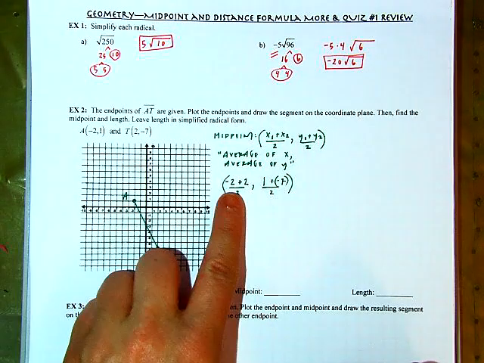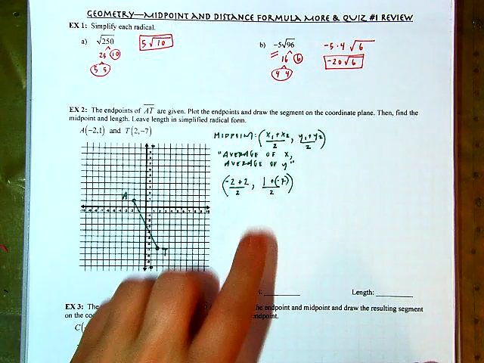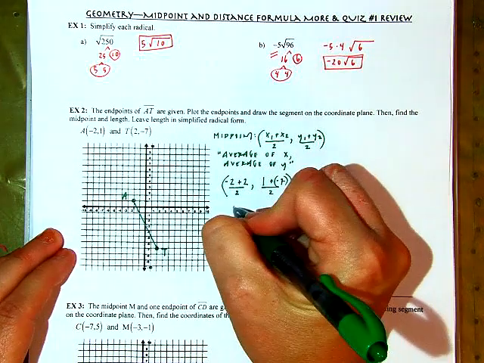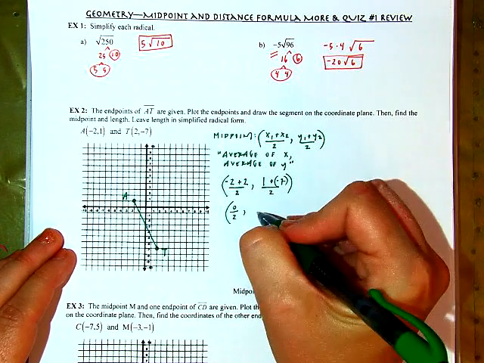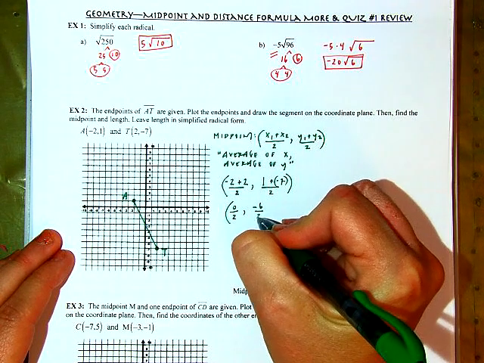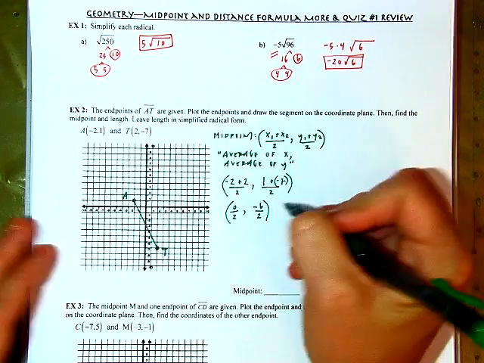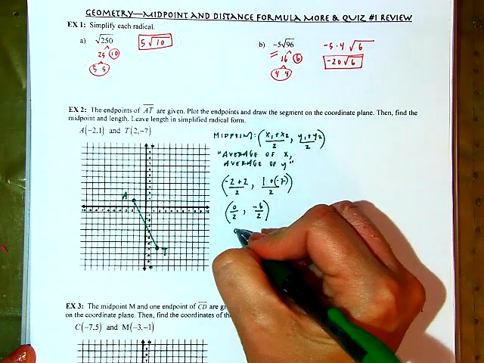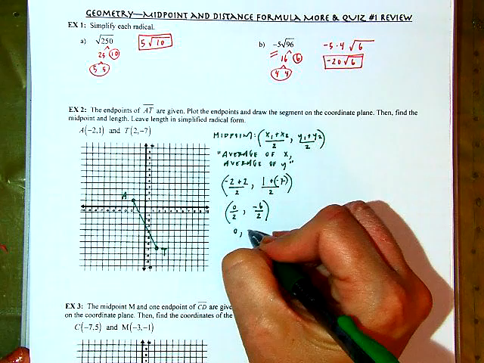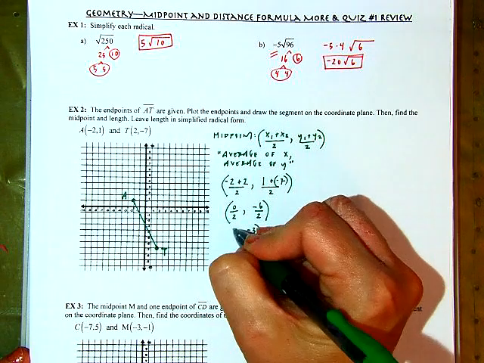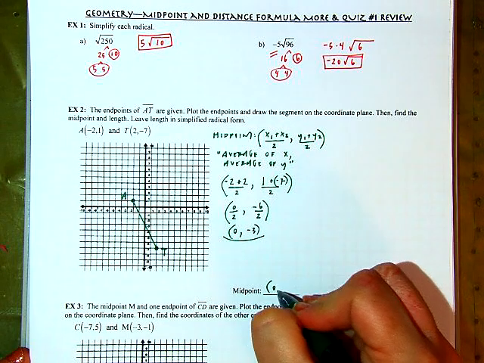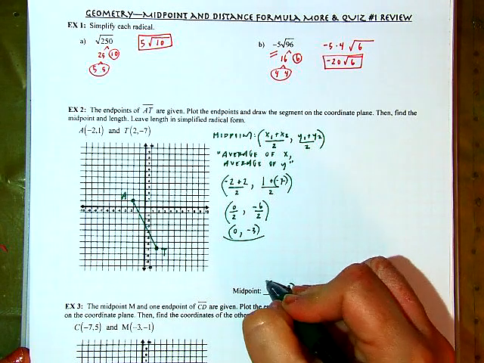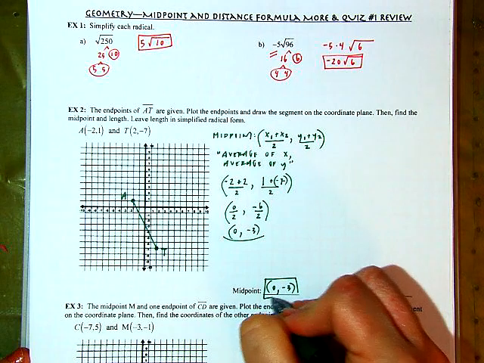Okay, so here, -2 plus 2 gets me 0, so 0 over 2. And over here, I get -6 over 2. So 0 over 2 is 0, and -6 over 2 is -3. So right there, that's my midpoint, 0, -3.